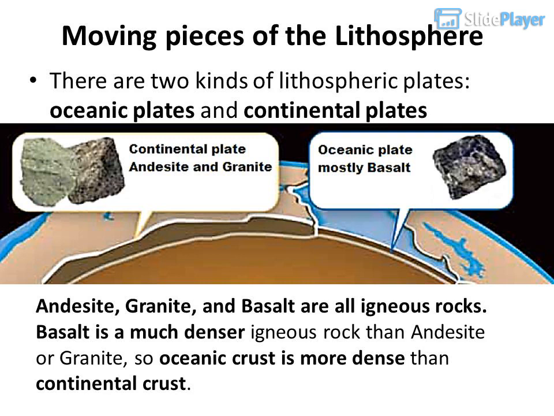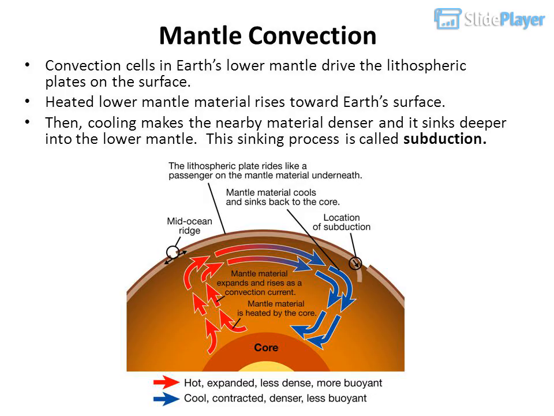Andesite, granite, and basalt are all igneous rocks. Basalt is a much denser igneous rock than andesite or granite, so oceanic crust is more dense than continental crust. Mantle convection: convection cells in Earth's lower mantle drive the lithospheric plates on the surface.